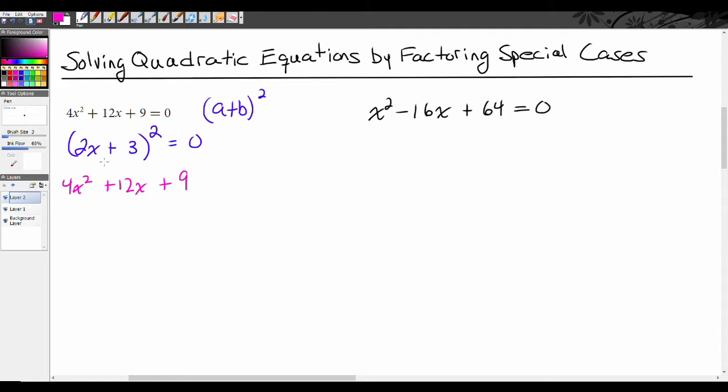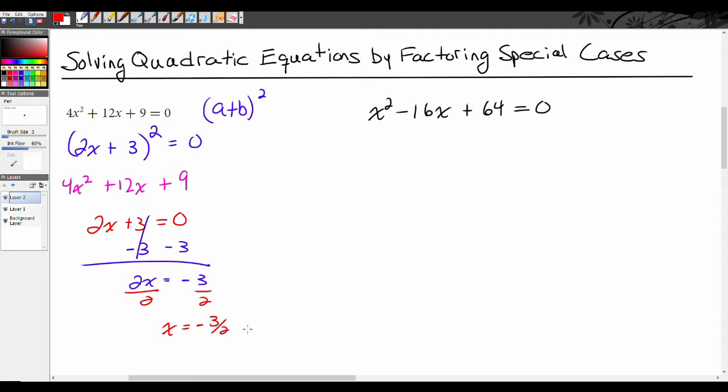So since we have 2x plus 3 squared, which is 2x plus 3 times 2x plus 3 equals 0, and we have to solve set to 0, we really just end up with one equation. And that equation is 2x plus 3 equals 0. In order to solve, we're going to subtract 3 from both sides, and we end up with 2x equals negative 3. And then finally, just divide both sides by 2. We get x equals negative 3 over 2, or negative 1 and a half.